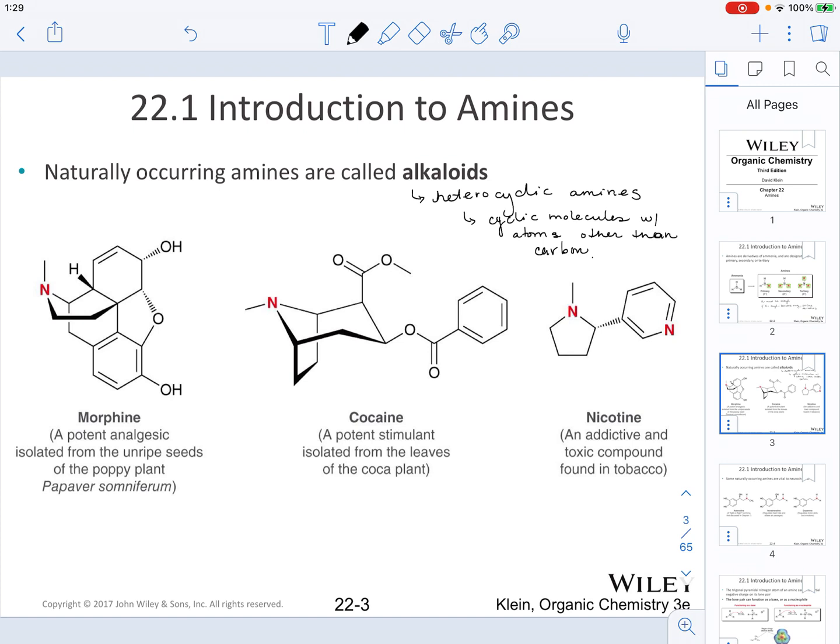So as you can see here, we have three different types of alkaloids specifically. And understand that another feature of alkaloids is that they are derived from plants. The first molecule that we have is morphine, which is a potent analgesic. The second is cocaine, which is a potent stimulant. And the last one is nicotine, which is an addictive and toxic compound that is found in tobacco.